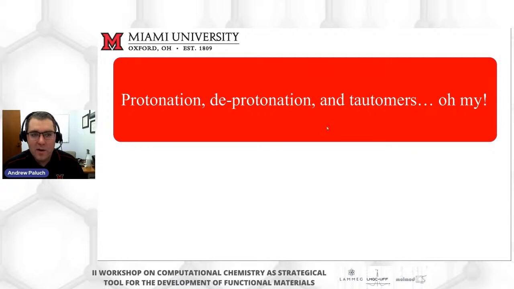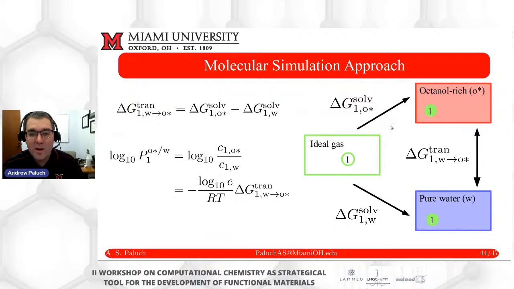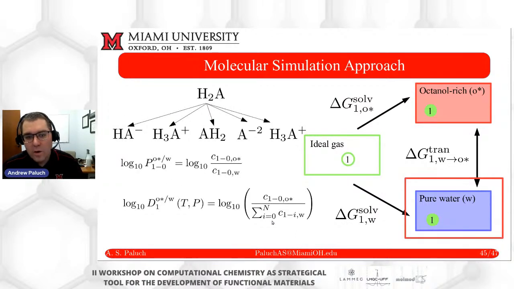Another thing just to think about as I wrap up is protonation, deprotonation, and tautomers, oh my! Another thing we have to keep in mind is that when I talk about a partition coefficient here, what I'm referring to is a transfer of a neutral species between water and octanol. I'm assuming that I have some neutral species, and an equilibrium between the distribution of that neutral species between octanol and water. So when I measure log P, I'm looking at the relative concentration of that neutral species in the two phases. One last food for thought: if I think of this pure water-rich phase, what could happen in water?